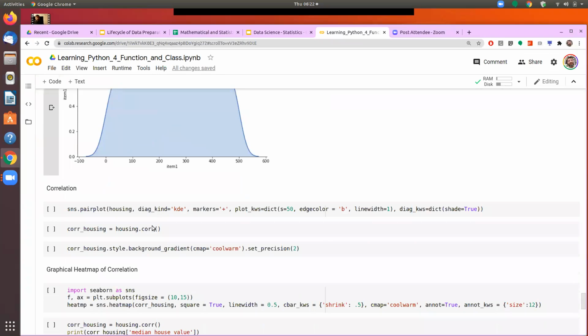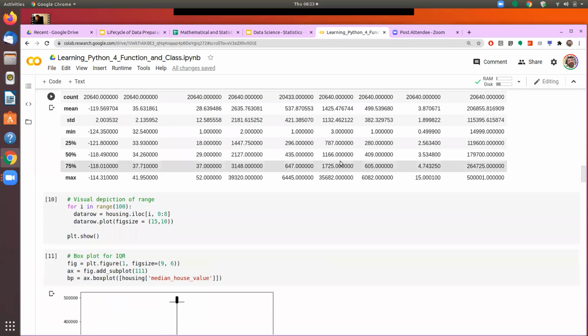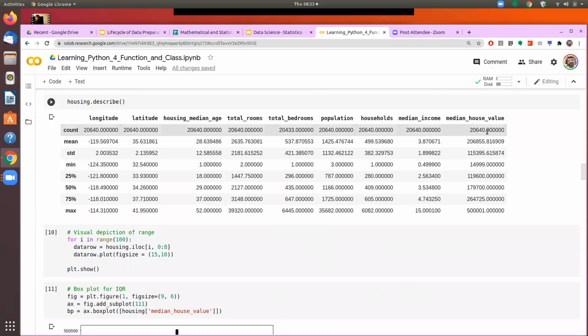The other thing that we will cover today is also the correlation. It means the different data elements that I have got in my housing data set. So we'll come to the table. You have got these 9 different fields.